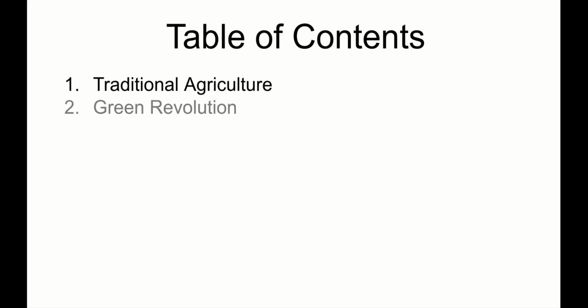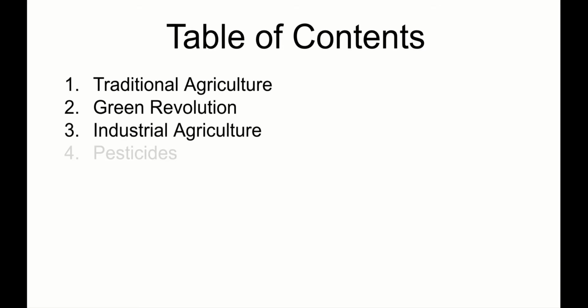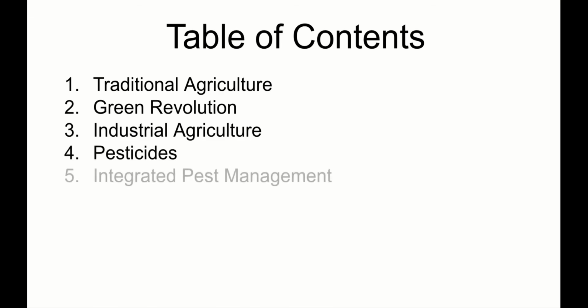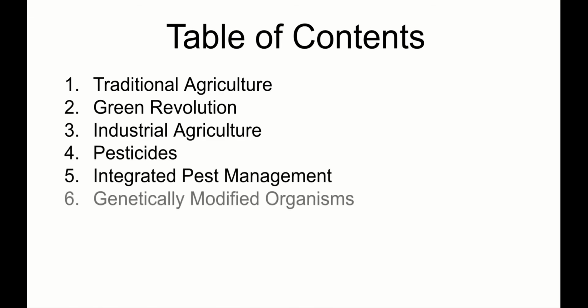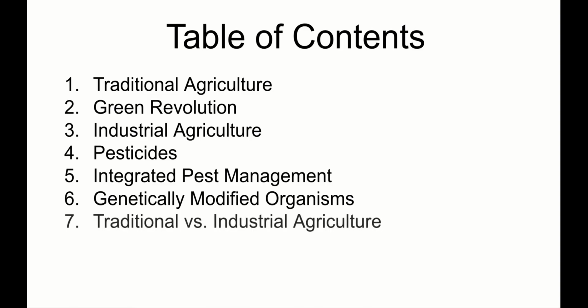This is module 17, otherwise known as Agriculture Part 1. Today I'm going to teach you about traditional agriculture, the Green Revolution, industrial agriculture, pesticides, integrated pest management, genetically modified organisms. We'll compare traditional and industrial agriculture, and then we'll talk about urban farming.